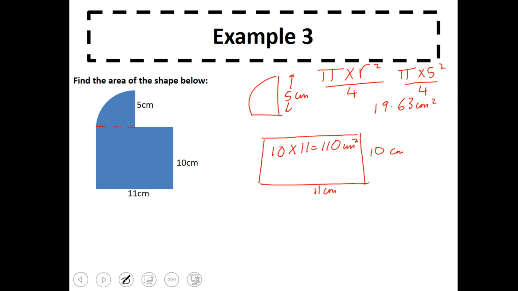So all I need to do for the last step is add them both together. So I do 110 plus 19.63, and the answer that you should get is 129.63 centimeters squared to 2 decimal places.